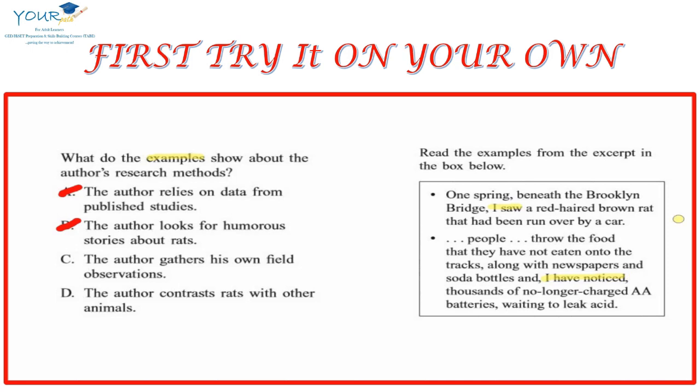So now, based on what we have read and the evidence that we have gathered from the text, we can look at option C and confirm that the author did gather his own field observations. And so we know that option C in this case does apply in terms of our question, which once again states, what do the examples show about the author's research methods? So we know that option D also does not apply in terms of answering our question.